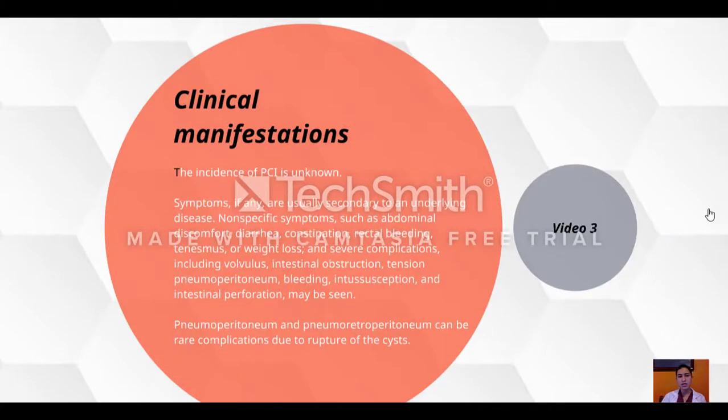Clinical manifestations. The incidence of PCI is unknown. Symptoms, if any, are usually secondary to an underlying disease. Non-specific symptoms such as abdominal discomfort, diarrhea, constipation, rectal bleeding, tenesmus, or weight loss, and severe complications including volvulus, intestinal obstruction, tension pneumoperitoneum, bleeding, intussusception, and intestinal perforation may be seen. Pneumoperitoneum and pneumoretroperitoneum can be rare complications due to rupture of the cyst.